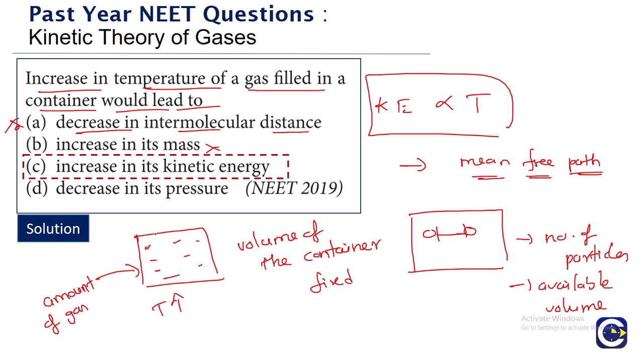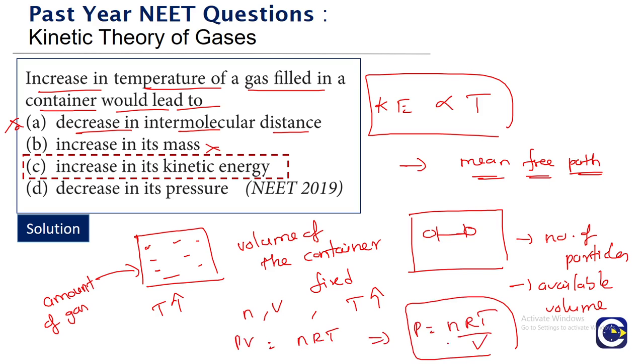Option D is saying decrease in its pressure. Now if you fix the number of moles, fix the volume, and increase the temperature, look at the ideal gas equation: PV = nRT. So from here, P = nRT/V. We can see n is fixed, R is the gas constant, and volume is also fixed, which means pressure is directly proportional to temperature. So if you increase temperature, pressure will actually increase, not decrease. So the correct answer is option C.